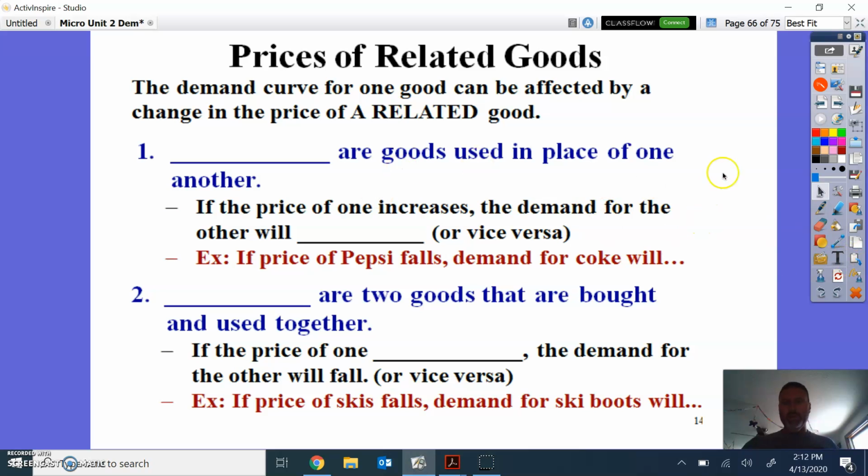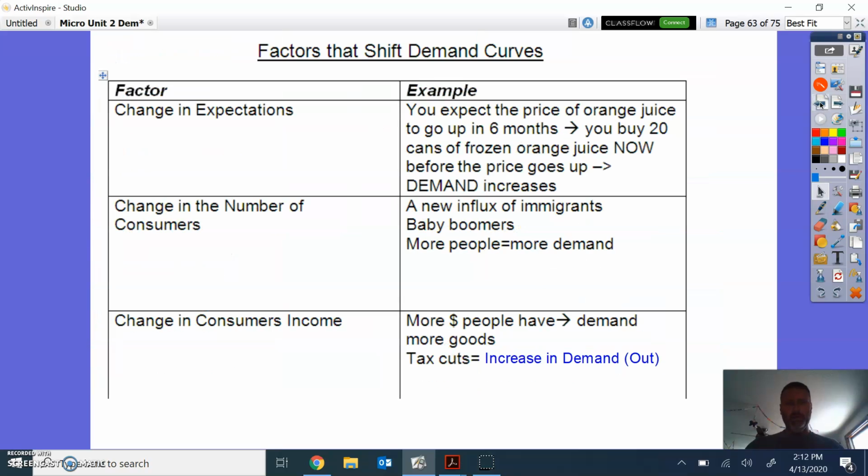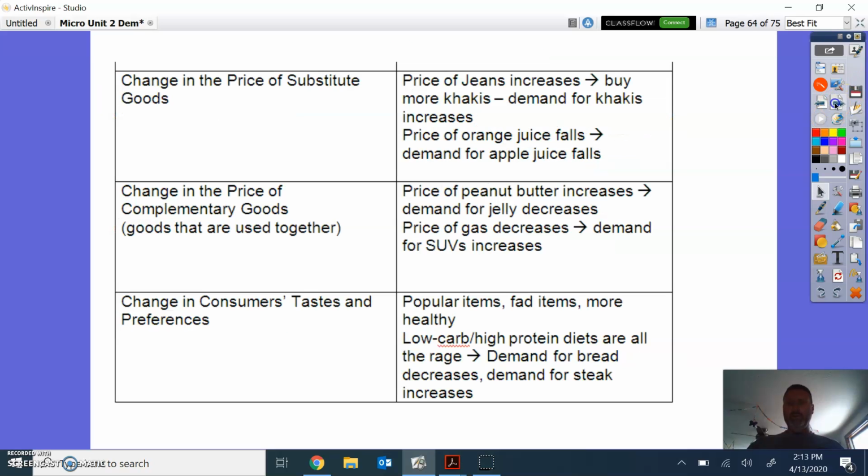One of the things that we talked about last week, and I know it's been a week, so let's take a minute here to look at the factors that shift the demand curve. We said there are 6 of them. Change in expectations: when you expect the price of something to go up, you buy stuff now. Change in number of consumers: more people, more demand; less people, less demand. Change in people's income: tax cuts increase demand, tax raises decrease demand. And we'll get to a couple examples of those down the line.